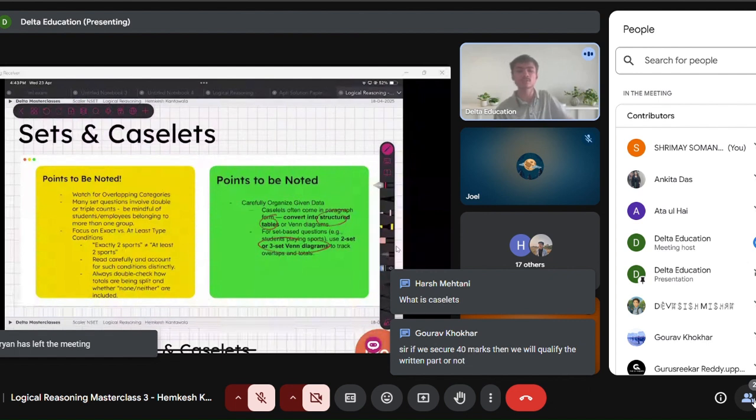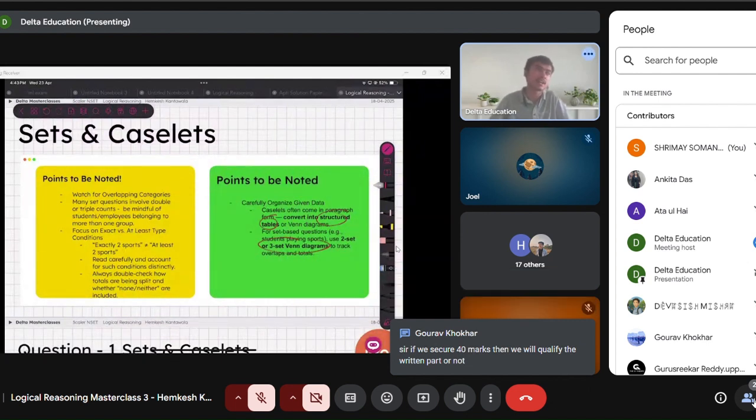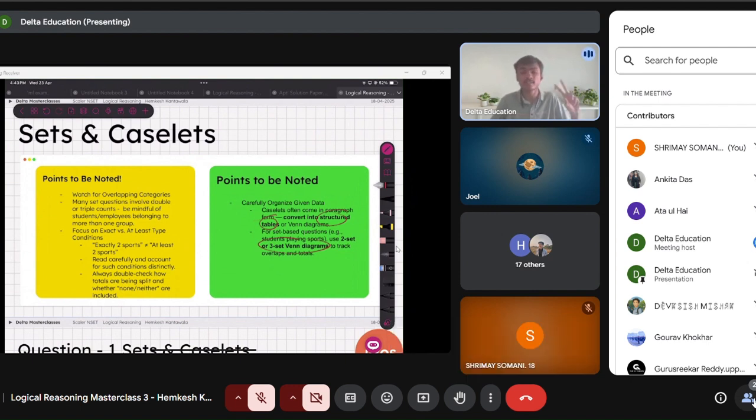Caselets means there would be different cases. If I need to give an example, when two dice are thrown simultaneously, what are the cases that the sum on both of the dice would be greater than 8? So it would be 8, 9, 10. So cases you would get it correct.